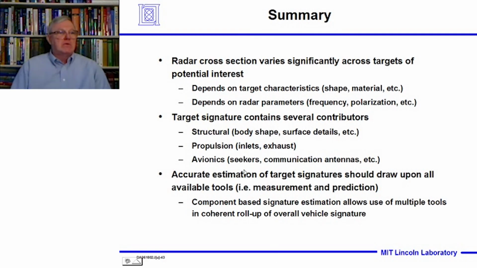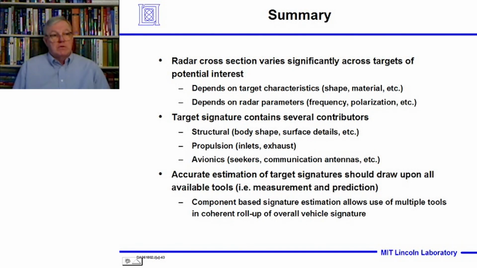Okay, now I'd like to summarize. The radar cross-section we see varies across the different targets of interest, and it depends on a lot of different stuff: the target characteristics and the radar parameters. Target characteristics like the shape and material, and radar parameters like frequency and polarization, etc. And there's all that I went over very carefully, the different contributions.